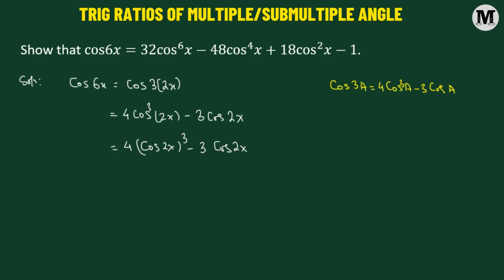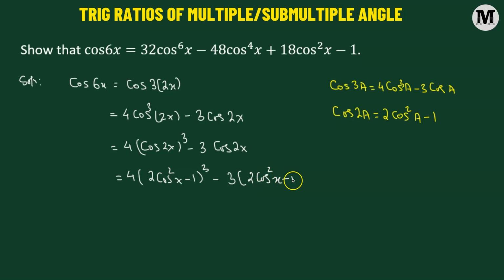We do have a standard formula for cosine of 2x as well. So if we have cosine of 2a, that can be expressed as 2 times cosine squared a minus 1. Now let's substitute the value of cosine of 2x with 2 times cosine squared x minus 1, whole cubed, minus 3 times 2 times cosine squared x minus 1.